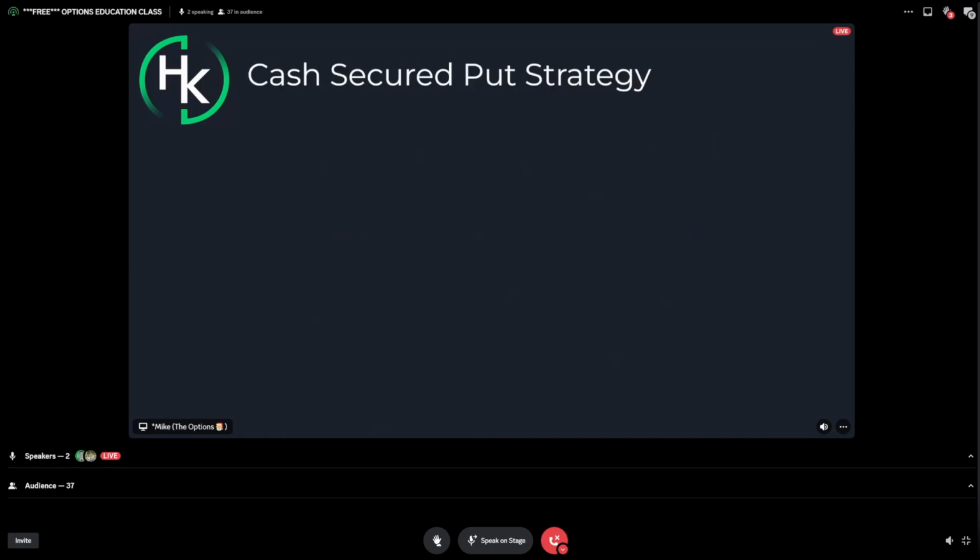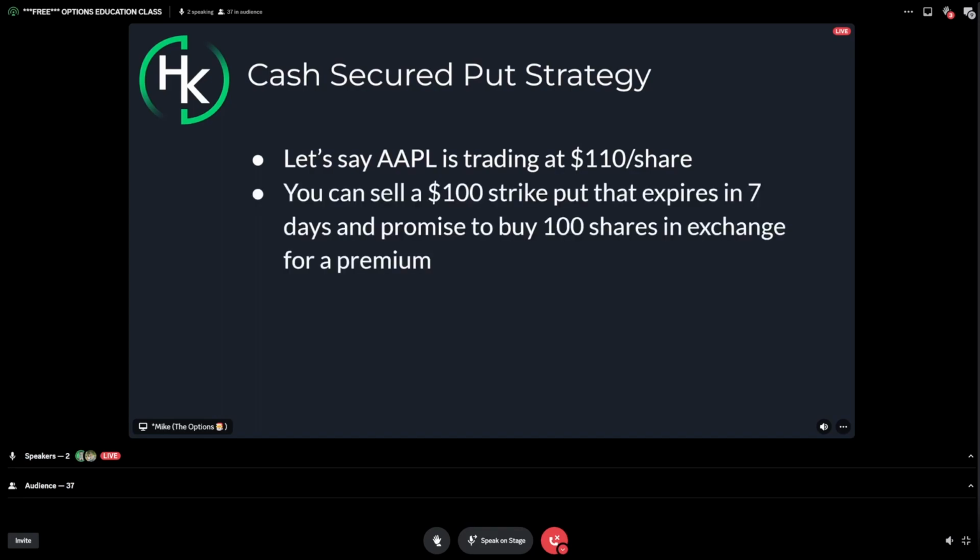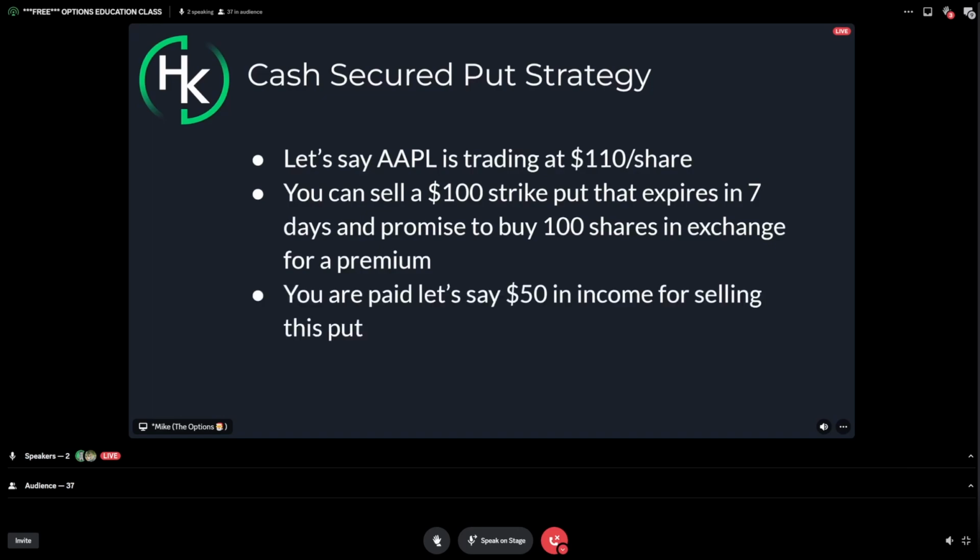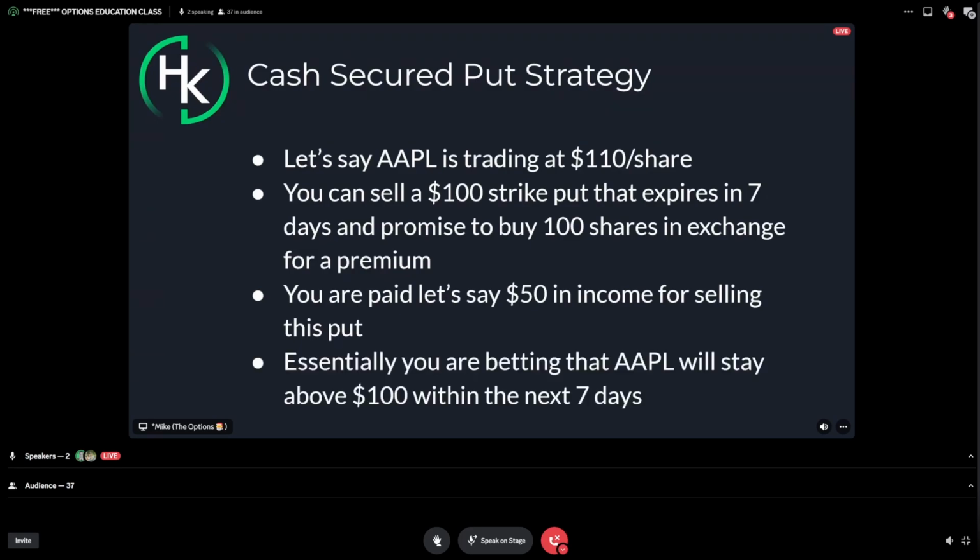So let's talk about the cash secured put strategy now. Let's say Apple is trading at $110 per share, and you sell a $100 strike put that expires, say, in 7 days. Essentially, you're promising to buy 100 shares of Apple in exchange for a premium. In this case, let's say the premium is $50. So all this trade is saying is that you're betting that Apple will stay above $100 within the next 7 days. And if it does, then you're going to keep that premium.